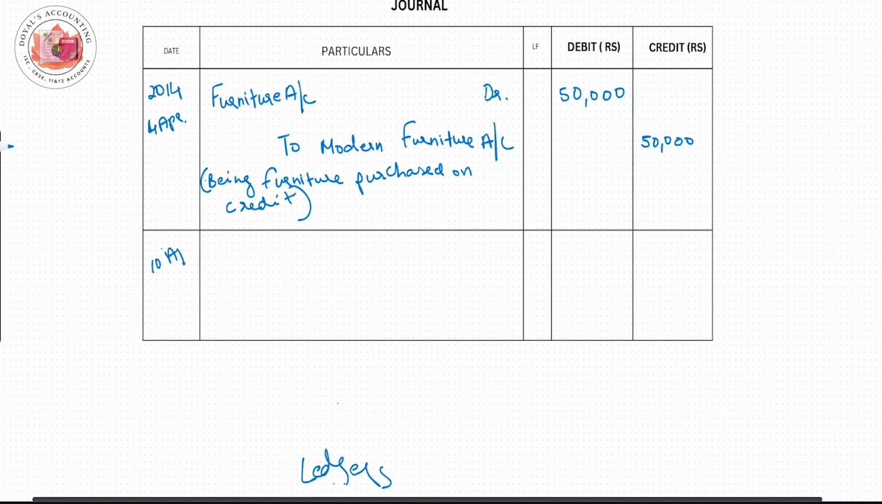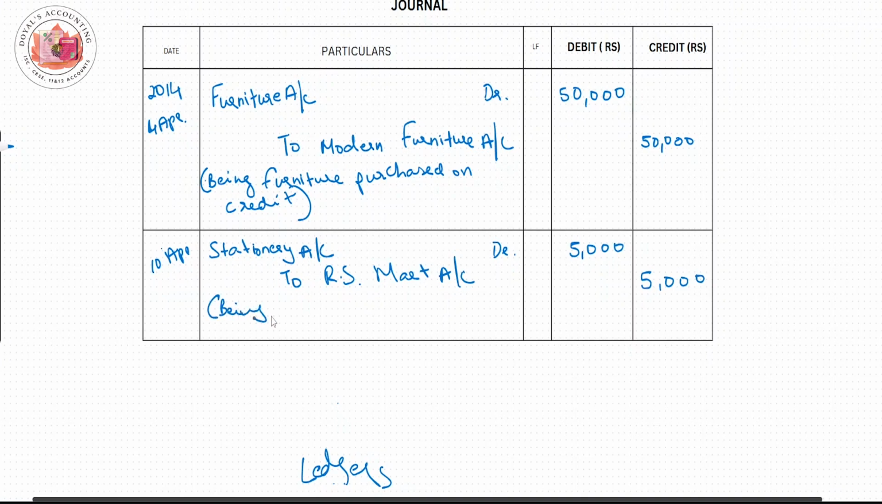So, 10th April. Stationery account debit 5,000 to RS Mart. Being stationery purchased on credit.